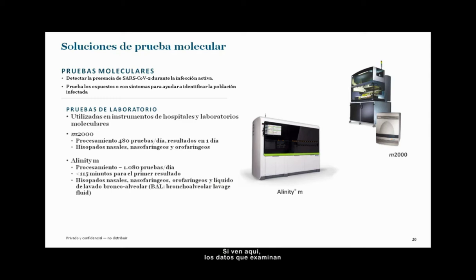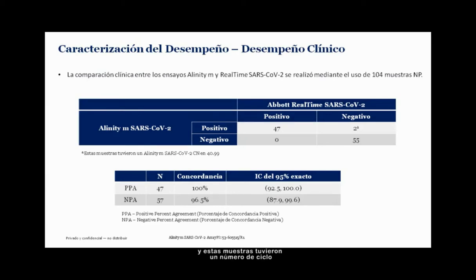And if you see here the data looking at the positive and negative agreement, you'll see 47 positive samples with the M2000 were also positive with the Alinity, and there were 2 samples that were negative with the M2000 that were positive with the Alinity M. And these samples had a cycle number of about 40, almost 40, pretty much 41. So that's at the very low end of the dynamic range. So we did see a couple of incremental pickups with Alinity. So the positive agreement was 100%, and the negative predictive value was 96.5. So again, quite comfortable with that data.